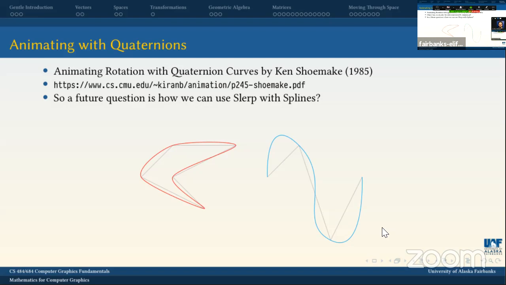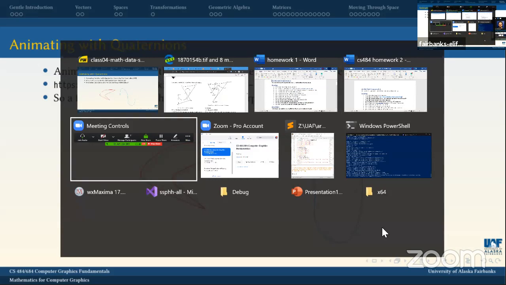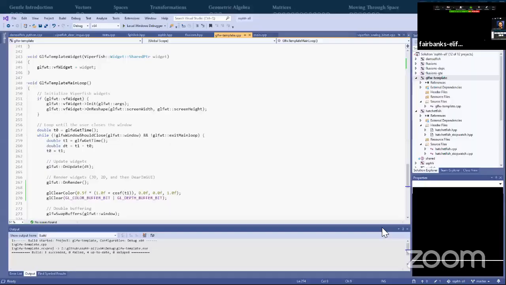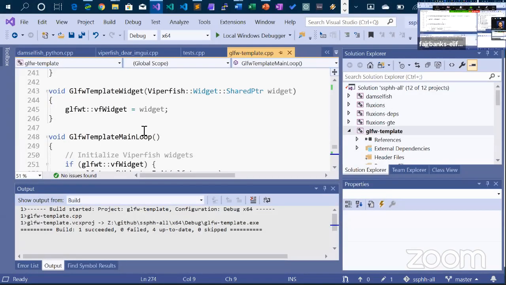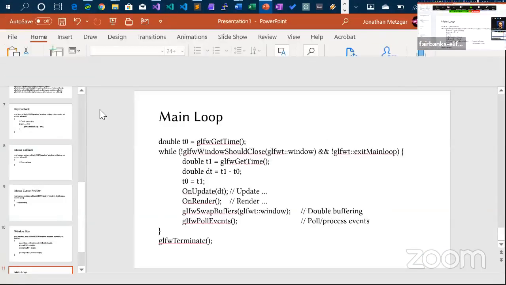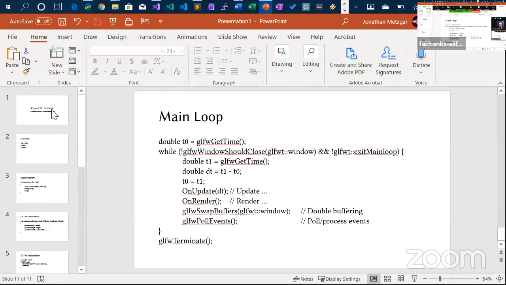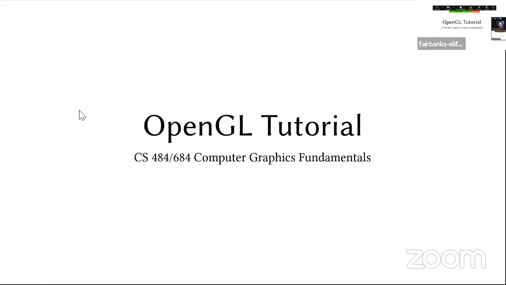Okay, so the last thing I wanted to do was go to Visual Studio, and actually I have another slideshow presentation here. I'm going to call it the OpenGL tutorial. We're going to start this today, but then we'll finish it on Wednesday, so we can actually see it happening in action.